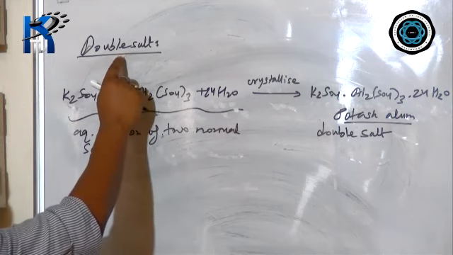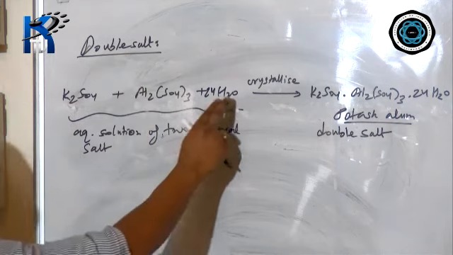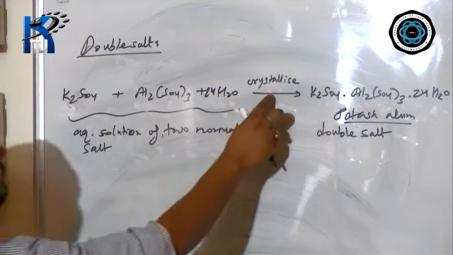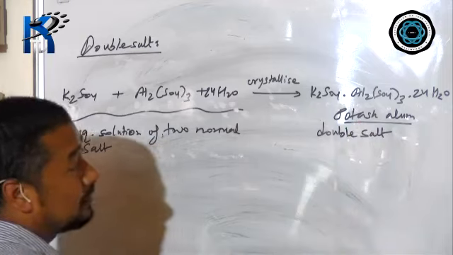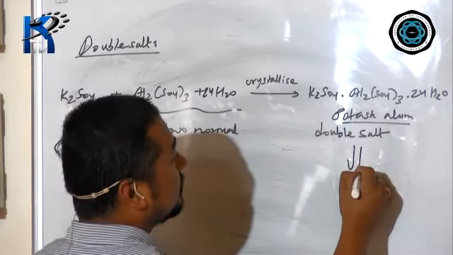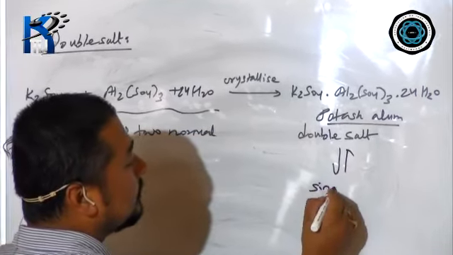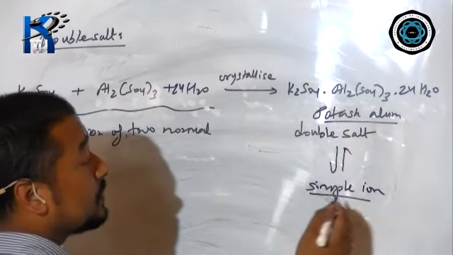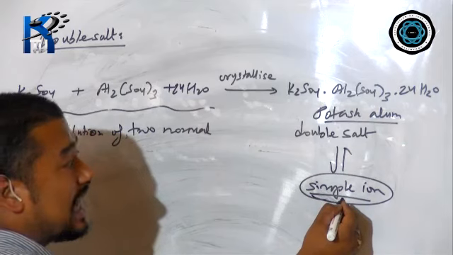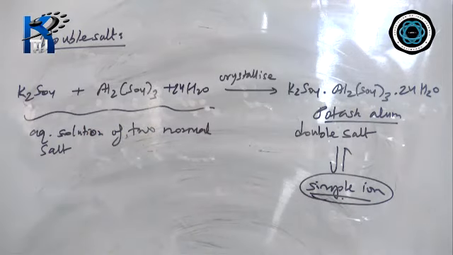Now again I am repeating the definition of double salt for you. When an aqueous solution of 2 normal salts is allowed to crystallize, a single salt is formed known as a double salt, example potash alum. And such a salt on dissociation, students, produces simple ions. Such a salt on dissociation gives you what kind of ion? Simple ions. That is about double salt.